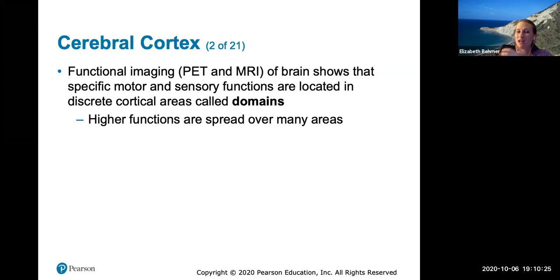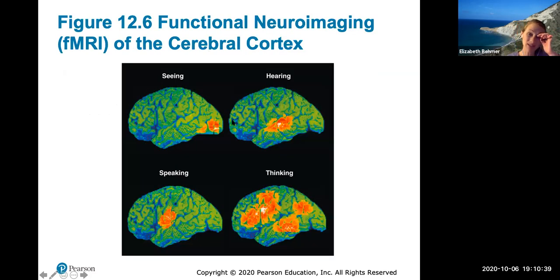Functional imaging like PET and MRI scans of the brain shows that specific motor and sensory functions are located in discrete cortical areas called domains, and higher functions are spread over many areas. This shows functional neuroimaging of the cerebral cortex, just the most superficial layer of the brain. It shows where your sense of seeing, hearing, speaking, and thinking occur throughout the brain. It's amazing that with a functional MRI, we can see when that part of the brain is being stimulated.